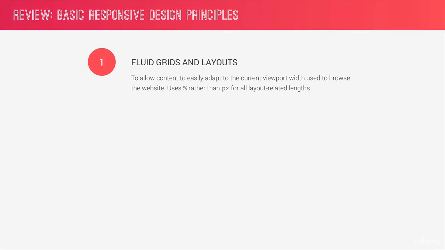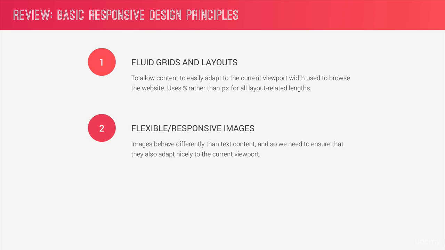So the first, let's say, ingredient for responsive design is to use fluid grids and layouts. And what this means is that we use percentages rather than pixels for all layout related lengths, and especially width. We do this, of course, in order to allow the content to easily adapt to the current viewport that the user is using to browse the website.